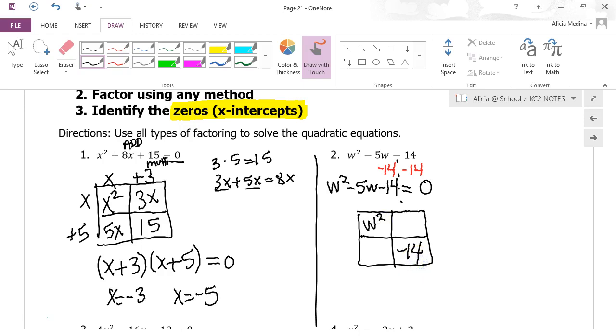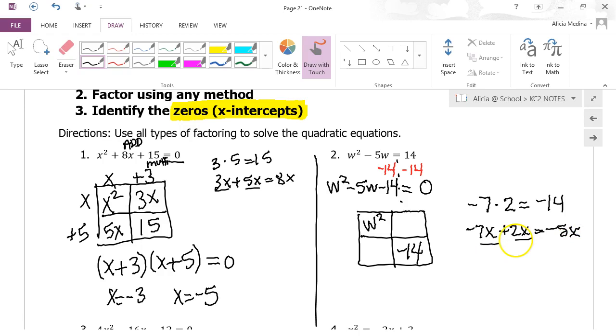So if I multiply to a negative 14 and add to a negative 5, I need numbers that have alternate signs. So something negative and a positive, multiply to 14, add to negative 5. Messing around with those numbers, you'd get a negative 7 times a positive 2. Right? Negative 7 times a positive 2 gives me a negative 14. And if I were to combine those together, negative 7x plus a 2x would give me a negative 5x.